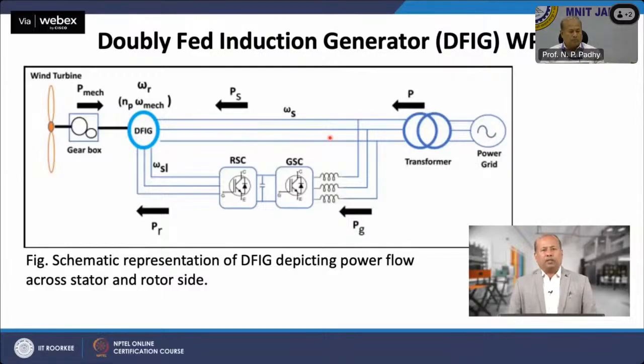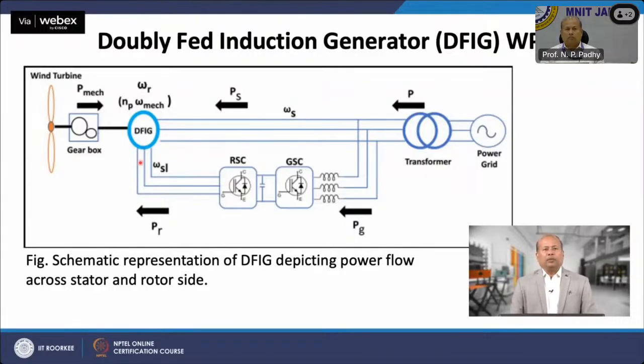By neglecting the losses of the back-to-back converters, where Pg equals Pr, we can say that the power at the PCC is equal to the addition of the power generated by the wind turbine, that is the stator power, and the rotor power. Here P equals Ps plus Pg, that is the summation of Ps and Pg. During the sub-synchronous mode of operation, the rotor speed is less than the synchronous speed and thus the slip is positive.